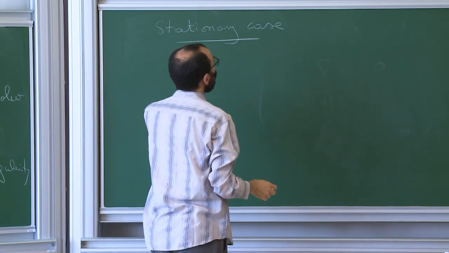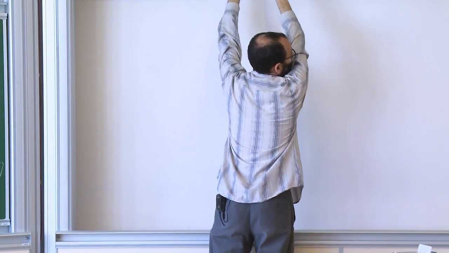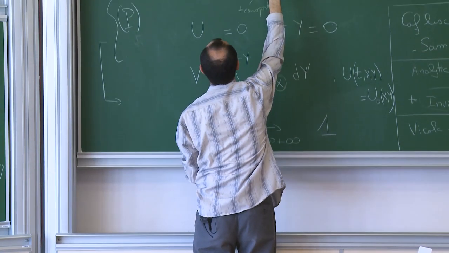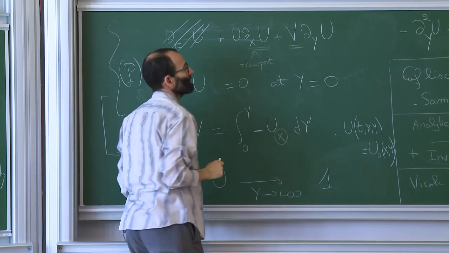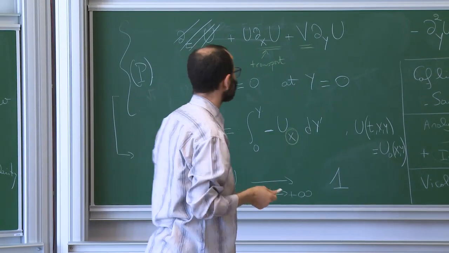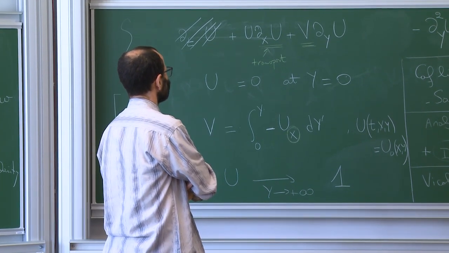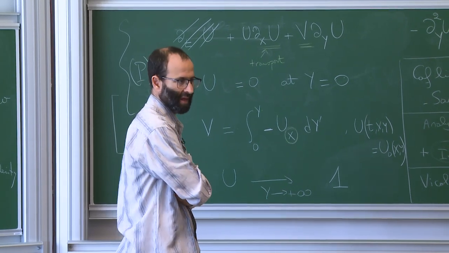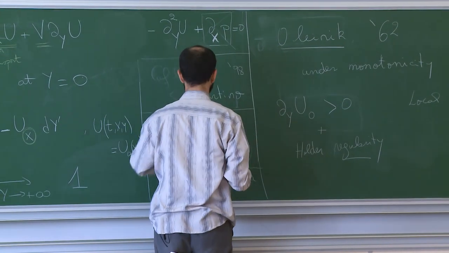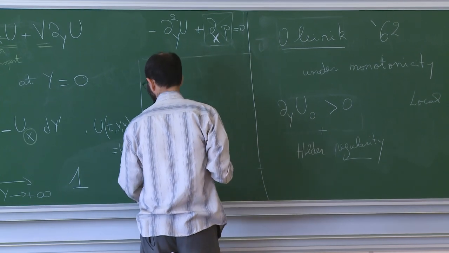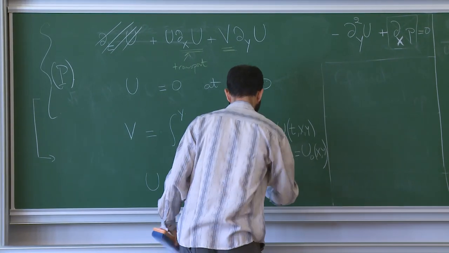So the stationary case, you just get rid of this term. Okay. And then you try to solve this. Okay. Now, does this make sense? And how can you solve it? Okay, the pressure can get it back. This I can put back the Euler thing.